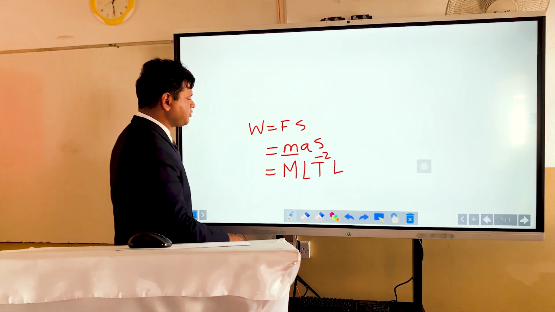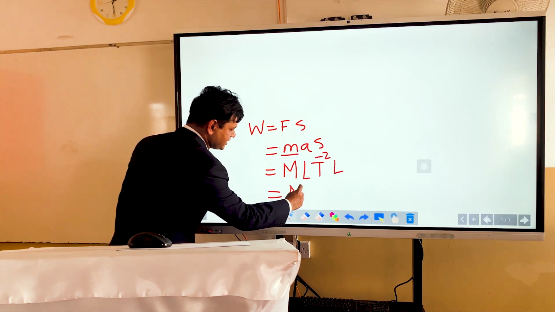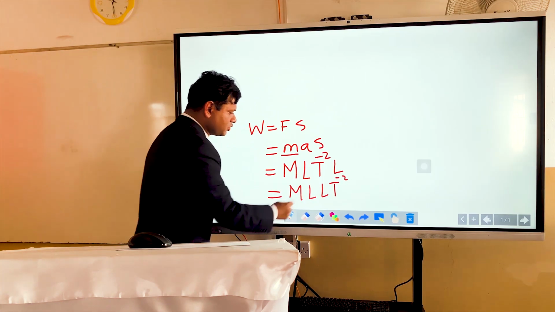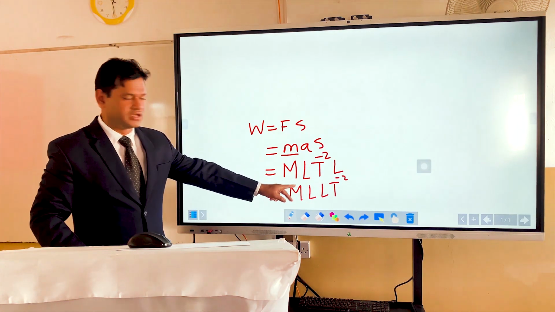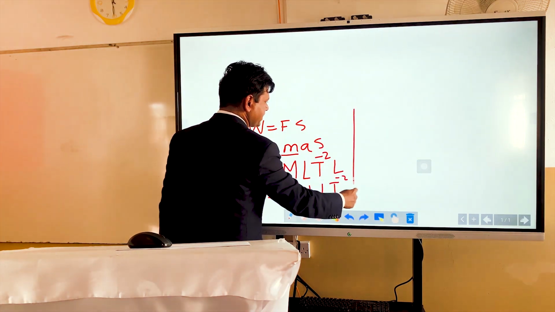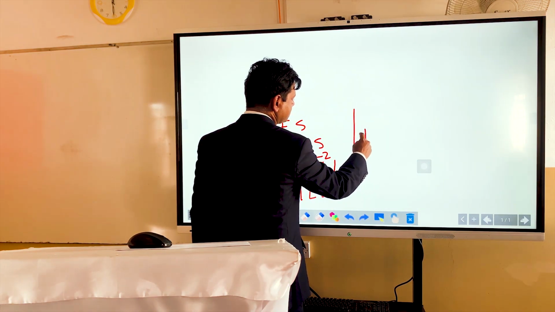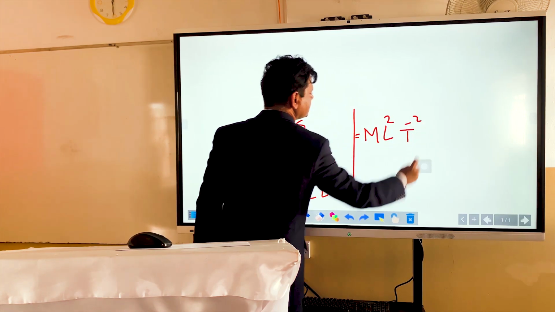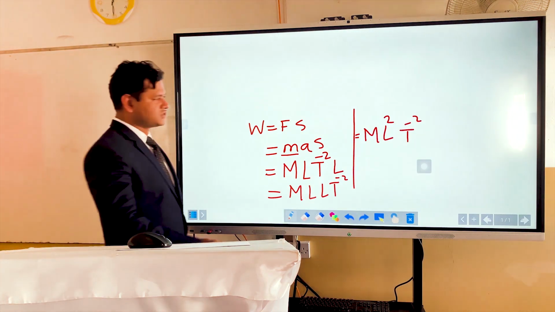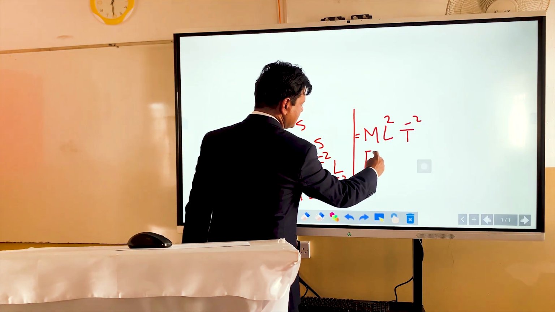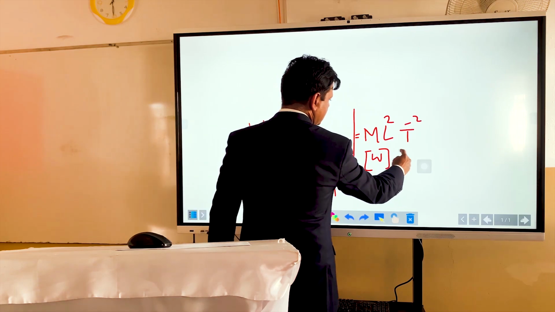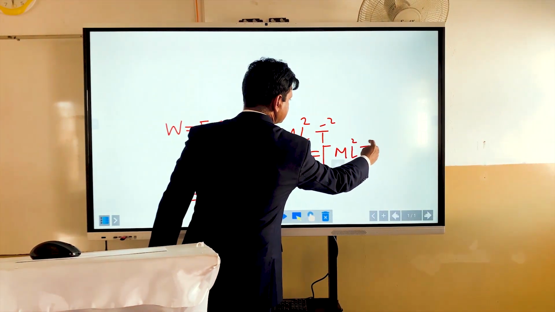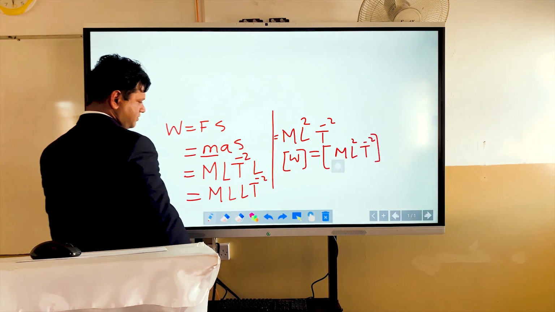So, according to the exponents, if I write L and L, then T to the power minus 2. Can you tell me what is the power of L? 1. So, according to the mathematics of exponents, 1 plus 1, it will be how many? 2. Very good. So it will be L squared, T to the power minus 2. This is the dimension of work done. So we can write down here, dimension of work done W equals L squared T to the power minus 2. Is it okay? Yes, sir.